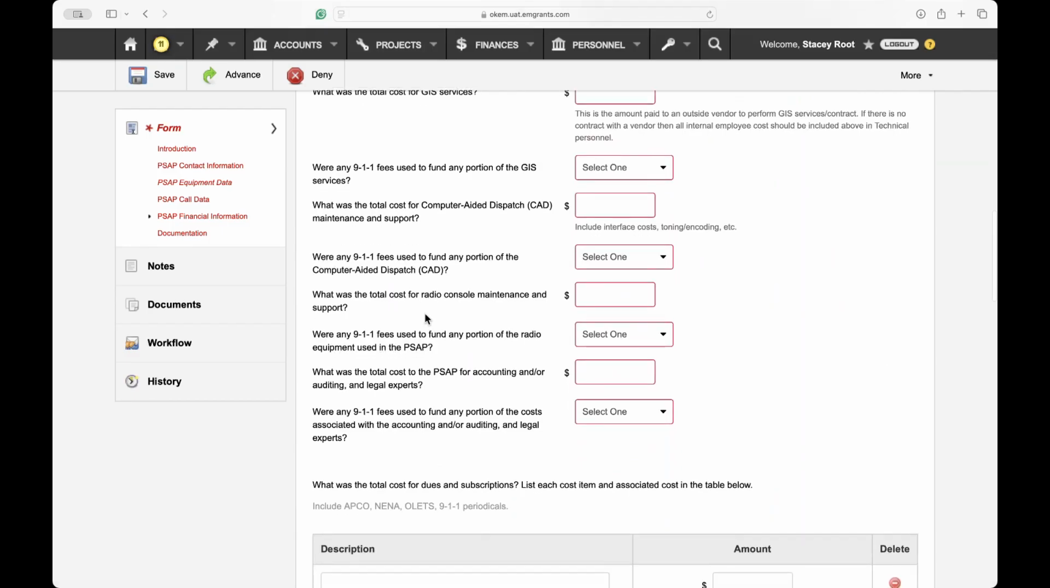Next is what's the total cost for radio maintenance consoles? I talked about this a little bit earlier. Break that out within your maintenance and support of those radio consoles and what's the actual cost.